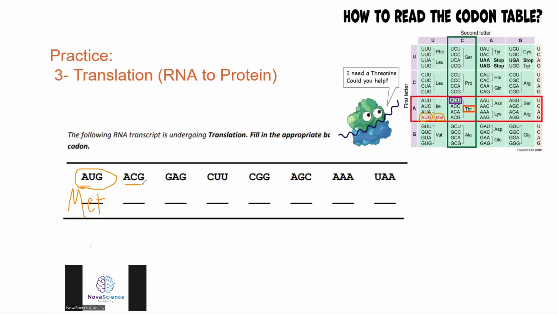Let's go to ACG. I need to go and look at the table. ACG, I will look at A. Here, all the A. We'll start with all the A. ACG, cannot find. ACU, ACG, here, yes. ACG is matching with this. Okay? It is THR, threonine.